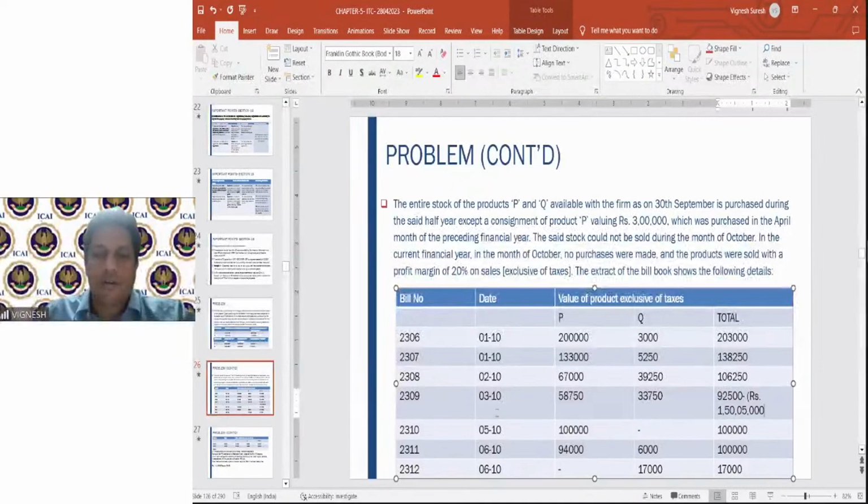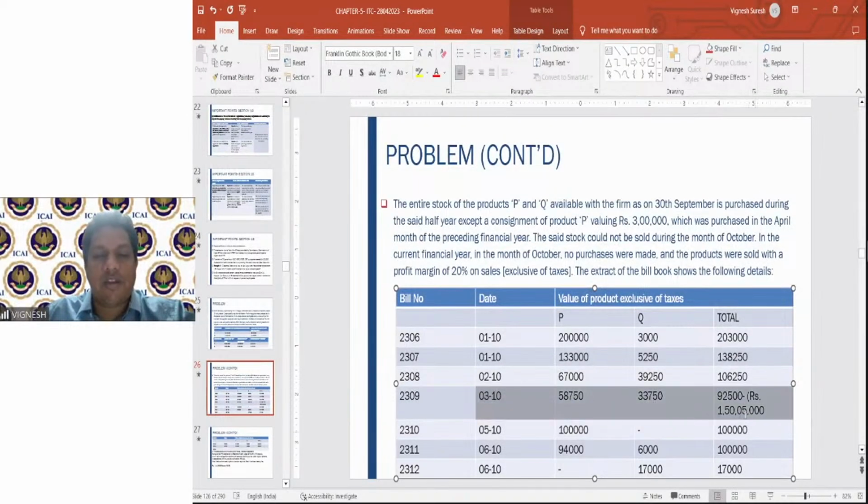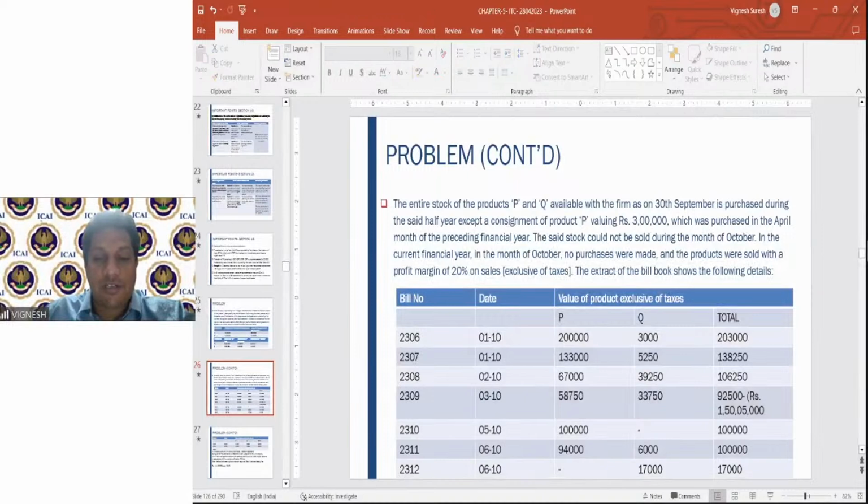Fine. So therefore, he is crossing the threshold on 3rd October. That is when he becomes liable to pay the tax under the regular scheme. I hope you got the point. That is the first thing to be done in this particular problem. So what is the date you have to take? The date prior to the date on which he becomes liable to pay the tax.